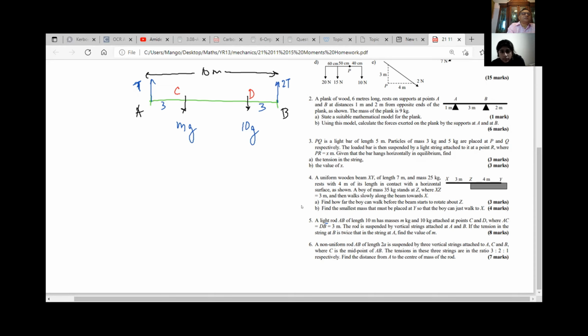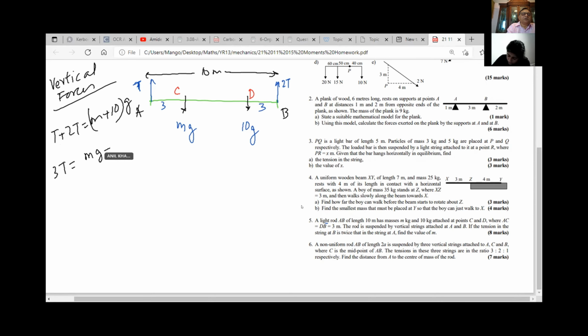So let's work out the vertical first. T plus 2T is equal to M plus 10g, so 3T equals Mg plus 10g. Is it okay? So we have one relation. The second one we can find using moments. So which point should you consider?